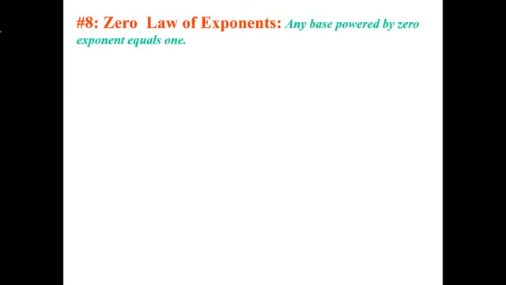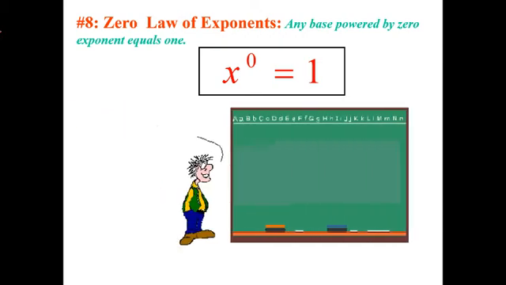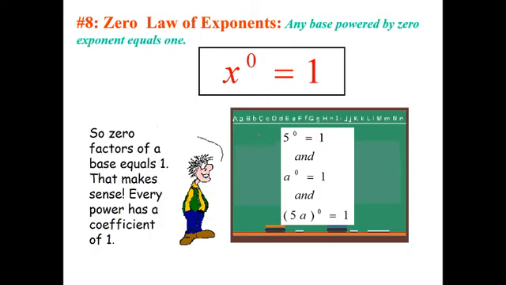And then we have the zero law of exponents. Any base raised to the power of 0 is equal to 1. So if I have x to the power of 0, that is equal to 1. 5 to the power of 0 is equal to 1. If something inside parentheses is to the power of 0, that gives you a 1. Okay. So keep in mind, anything to the power of 0 is equal to 1. So 0 factors of a base equal 1.